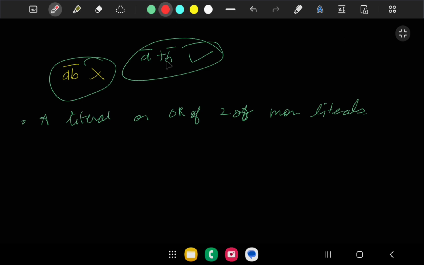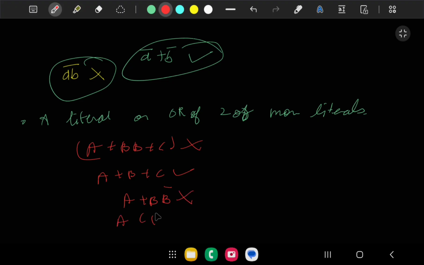Now what about this one? A plus B plus C. Is this a sum term? Yes, this is a sum term. Right? A plus B bar. This is not a sum term. For example, AB plus BC. Is this a product term? This is not a product term. What is a sum term? What is a product term? The definition is very simple.